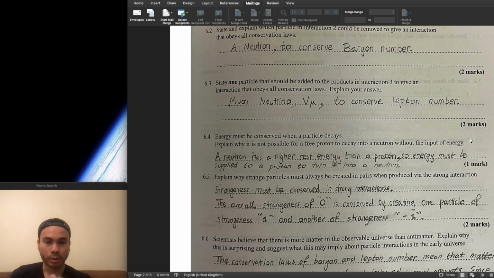Okay, so what did I put here? I said a neutron has a higher mass energy, and if you look at your data sheet, you'll see that the neutron has a higher mass energy than the proton. So energy must be supplied to a proton in order for it to turn into a neutron. Okay, it's that idea of law of conservation of energy. So it's got that slight difference in energy, and hence why you would need that small bit of energy for the proton to become a neutron.